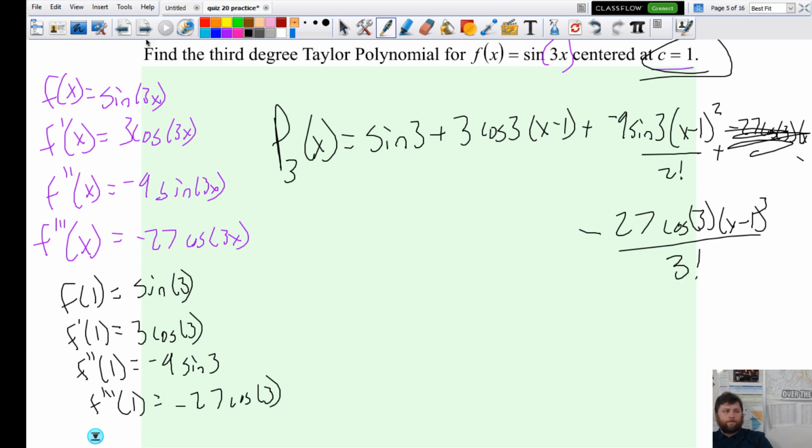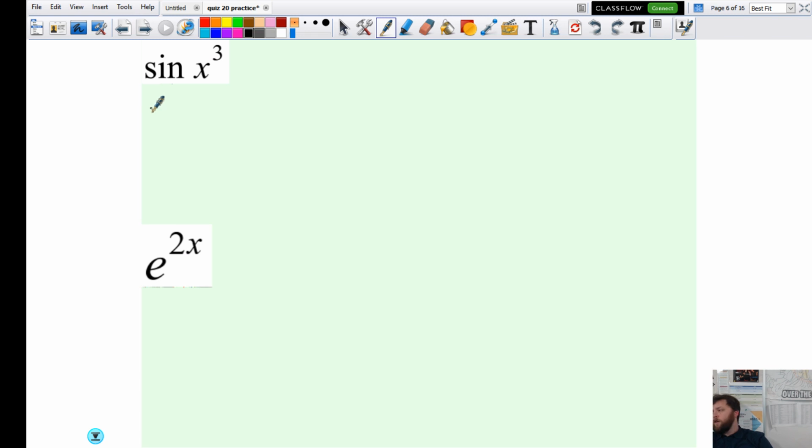We're done. Moving on. Oh, I've got to start my meeting soon. Sorry about that. We're almost done. Sine of x cubed. We've got to use the power rules right here.